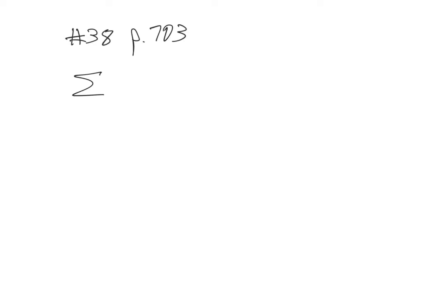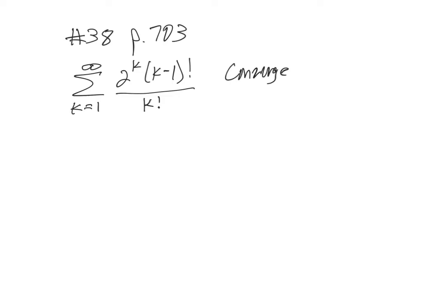The summation, k equals 1 to infinity, 2 to the k, times k minus 1 factorial, minus 1, divided by k factorial. So we want to settle the issue, and we want to do it with a test.